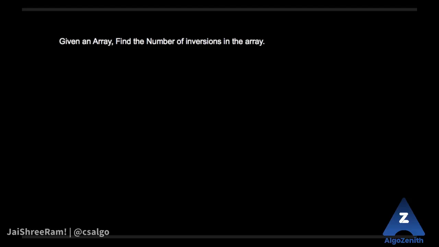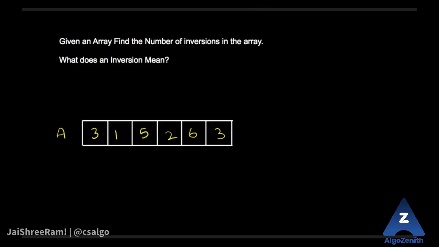Hi, in this video we'll be talking about finding the number of inversions in an array. So the problem statement is as simple as it is: given an array, find the number of inversions in the array. Okay. So now what is an inversion in an array?